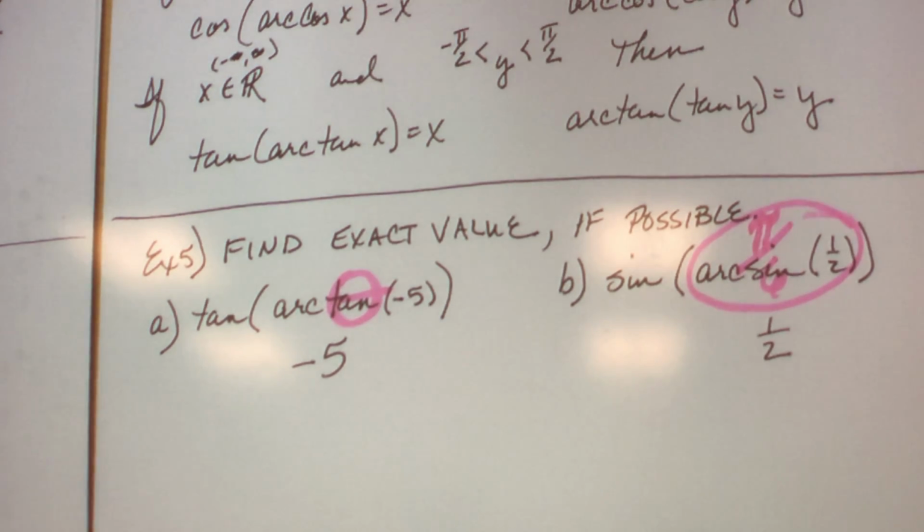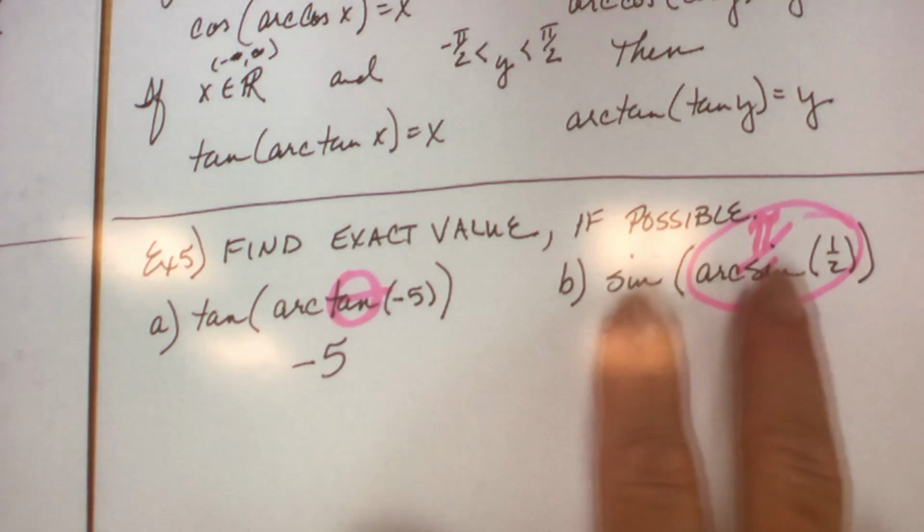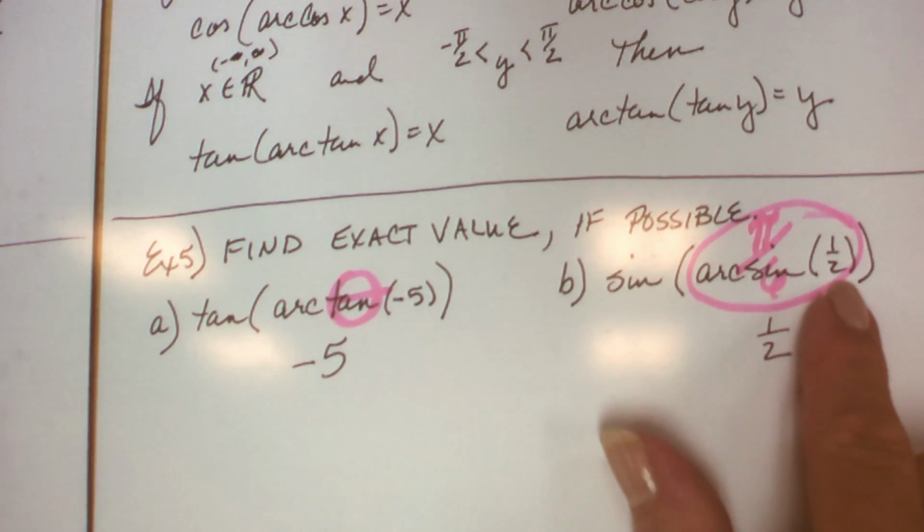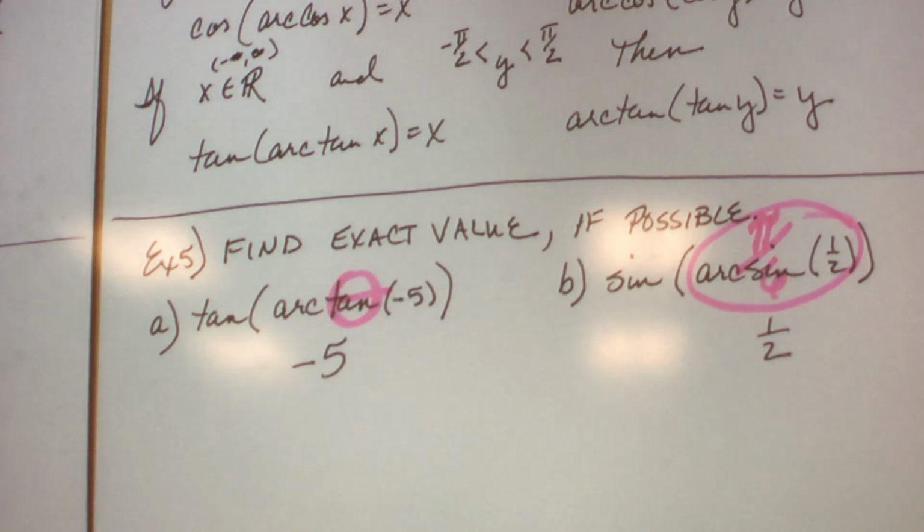Is it always the number that's inside? That's what I'm wondering. If these two things are the inverses of each other, then it is. And also, if it's within your constraints. I'm going to show you how to do it.